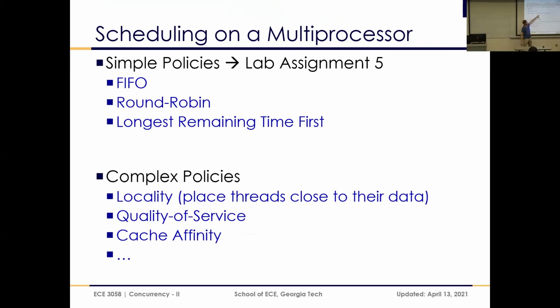Basically, they look at the queue and say, who's been waiting the longest? And they go and access that individual, that thread. These are very simple policies. Complex policies: locality. Place threads close to their data.